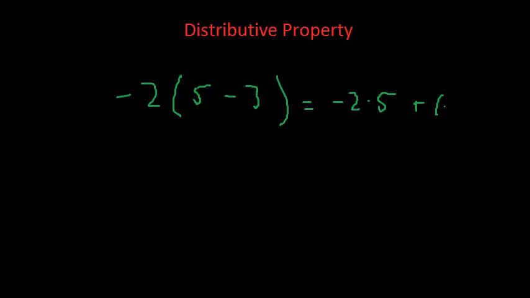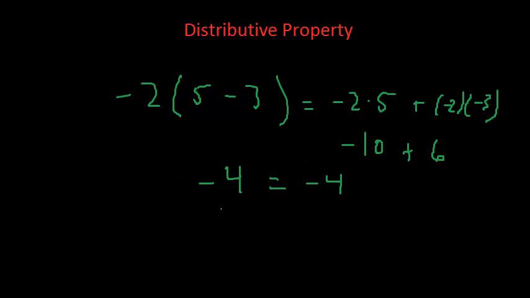Let's see that with some negative signs thrown in. Say negative 2 times 5 minus 3. That should be the same as negative 2 times 5 plus negative 2 times negative 3. Here 5 minus 3 is 2. Negative 2 times 2 is a negative 4. Negative 2 times 5 is a negative 10, plus negative 2 times negative 3, they have the same sign, so a positive 6. Negative 10 plus 6 is a negative 4. They both give me the same answer.